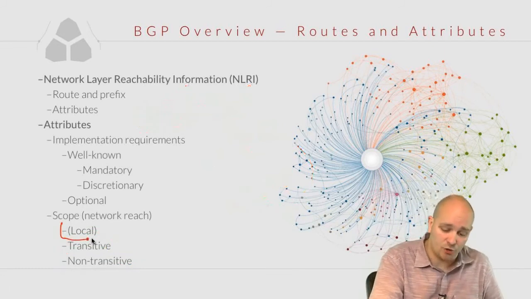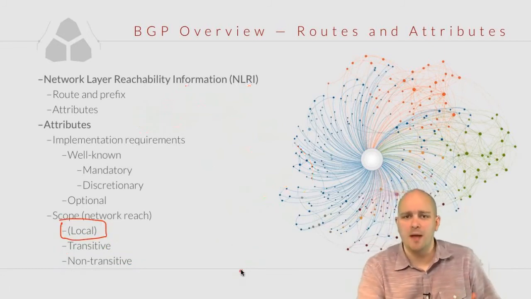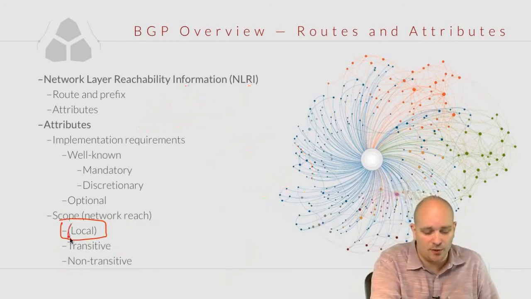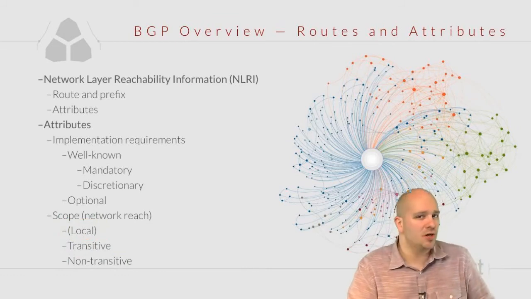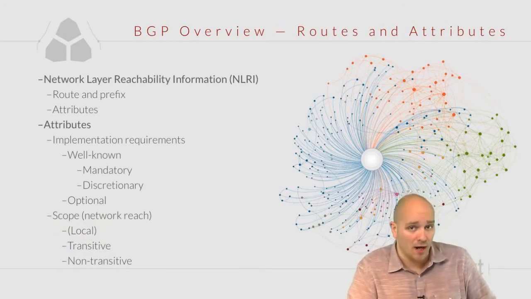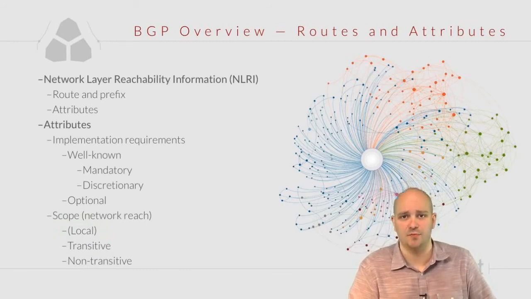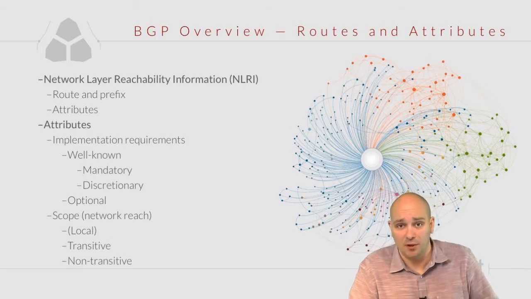The third category of scope, and you're not going to find this in many books, which is why I put it in parentheses here, is the local attributes. These are usually vendor specific, and in Cisco's implementation of BGP, there is only one locally significant attribute. These are, technically speaking, non-transitive, but they are even more than that. They will not leave a particular device, a particular router.